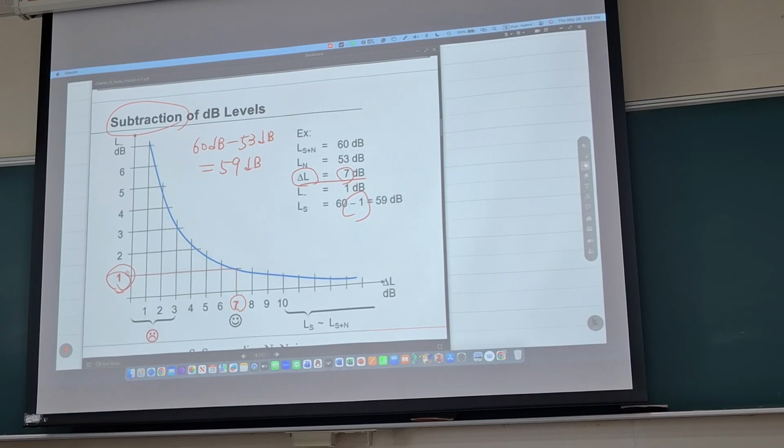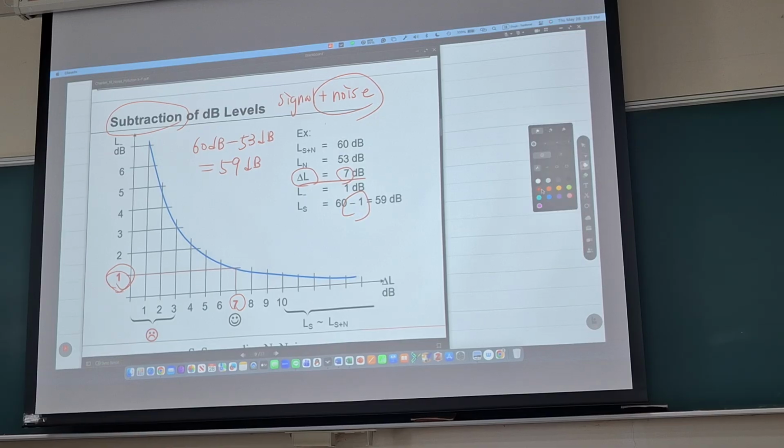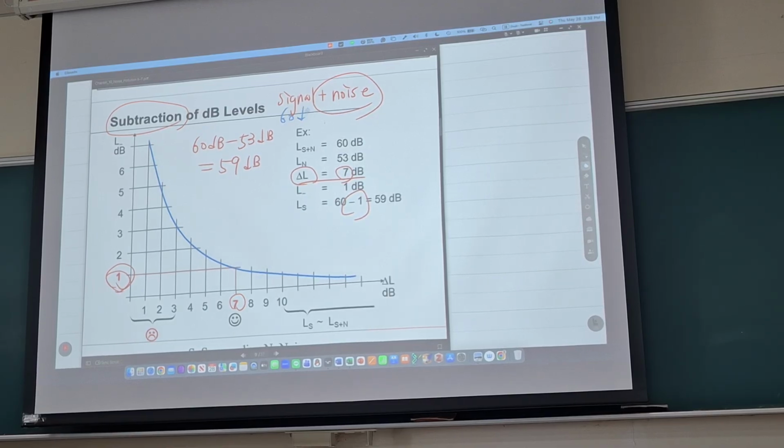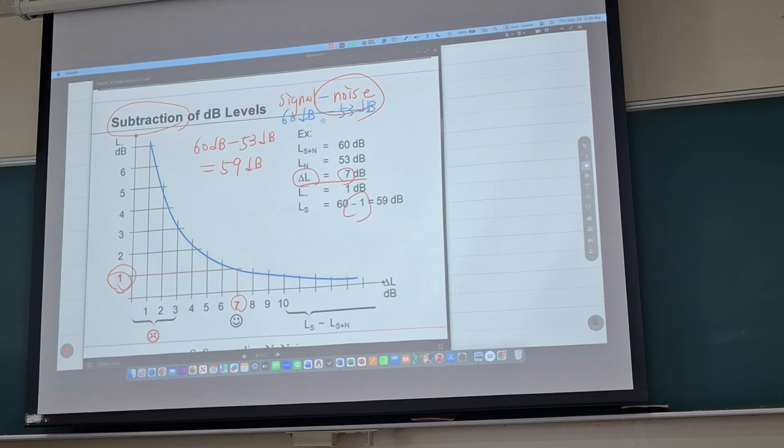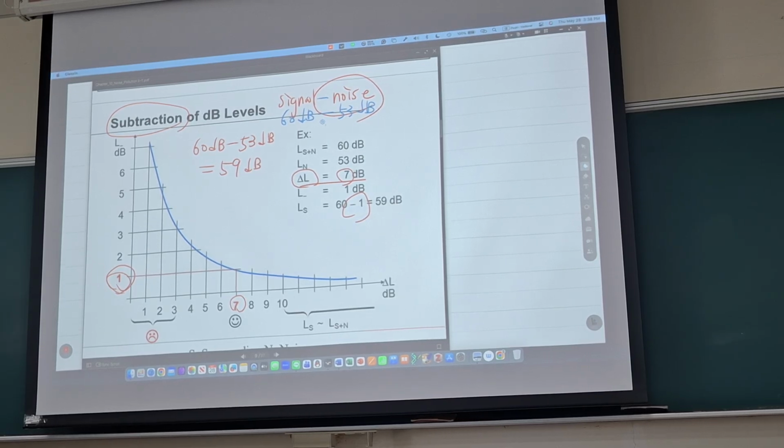So what kind of situation do we want to use subtraction? For example, we have signal plus noise, and we want to subtract the noise. So the signal is 60 dB, right? The noise is 53 dB. So we want to subtract. We want to subtract noise. Understand?